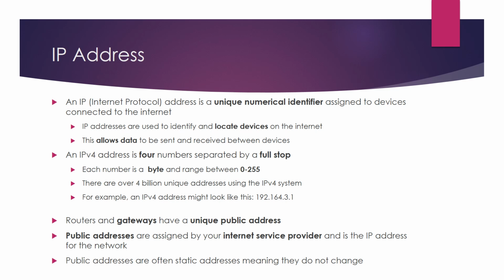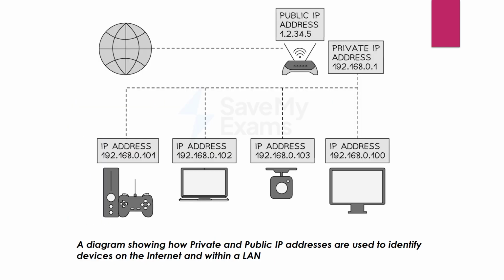Routers and gateways have unique public addresses. Public addresses are assigned by your internet service provider and are the IP address for the network. Public addresses are often static addresses, meaning they do not change. And this way, a router will give you an IP address on a network. IP addresses are used to identify devices on the internet and within a LAN. They can be static and they can be dynamic.